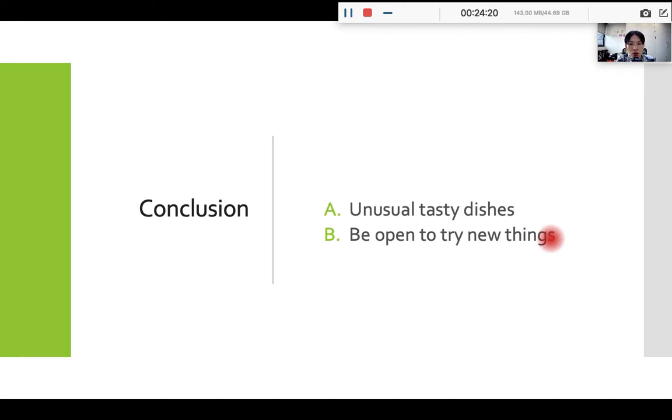Okay, so the conclusion shows us that we do have a lot of unusual tasty dishes in the Philippines, and now the trend is more and more young people are willing to give them a try. And the author also ends with a positive note that encourages everyone to try different street food. Okay, so that's it for the reading. Now let's do some practice on vocabulary and also comprehension.